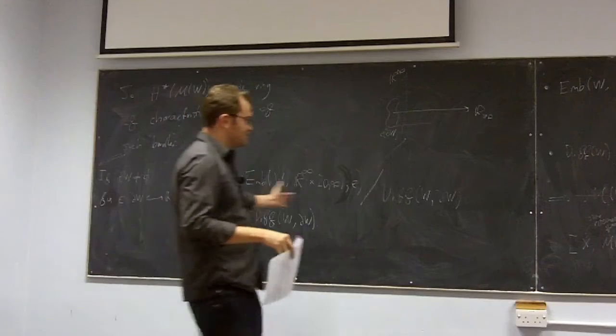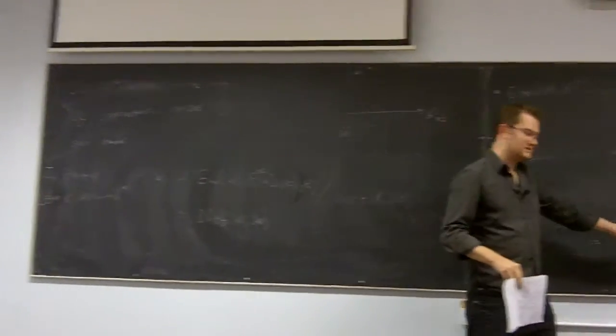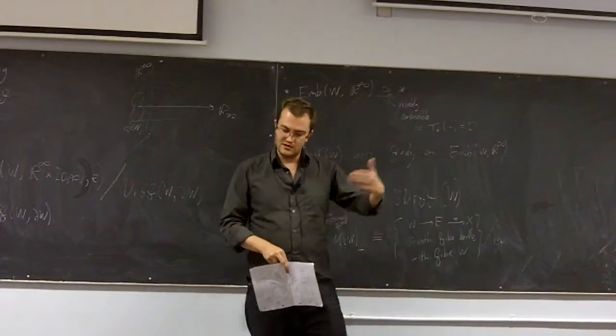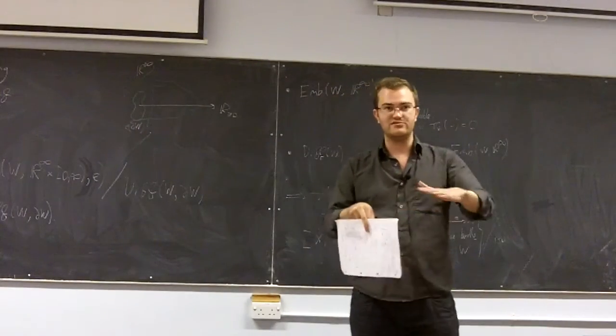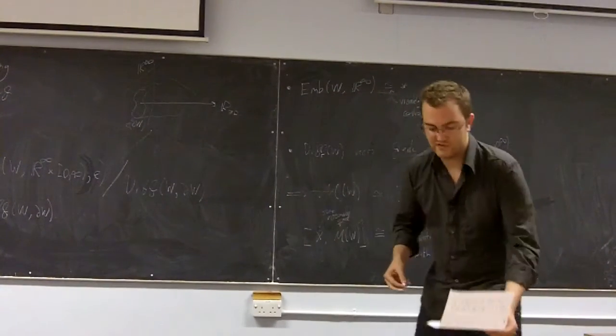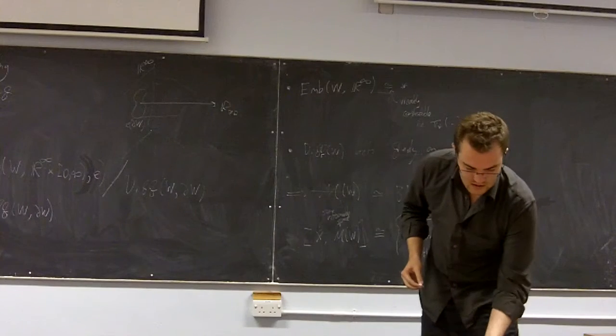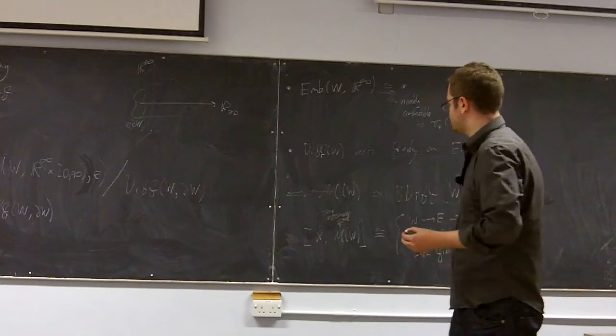And there's a similar description of what maps into this space means. It's fiber bundles with fiber W, and a bit more data, which is on the boundary, you have a trivialization of the family of manifolds. Okay.